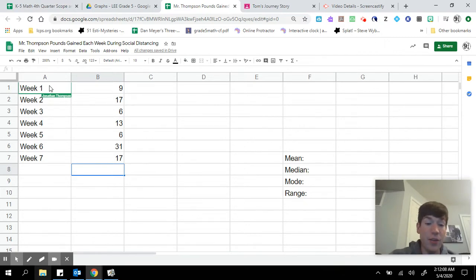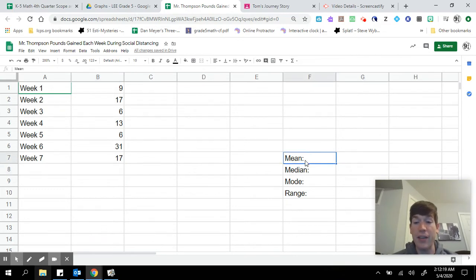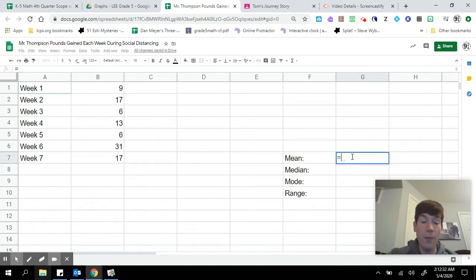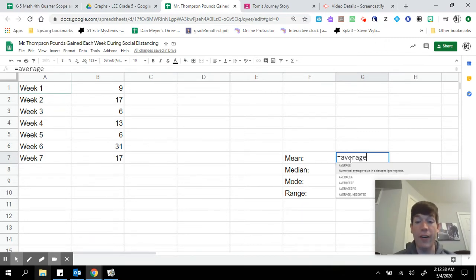Second thing I want you to think about is finding the mean, median, mode, and range. Remember we talked about when finding the mean, median, mode, and range? Remember, I already have these listed for you, so you just have to go in the cell next to it, and remember we're always starting with that equal sign. So remember how we found the mean, the median, the mode, and the range. Remember for mean, we use average. We can click on it and then drag over our data.